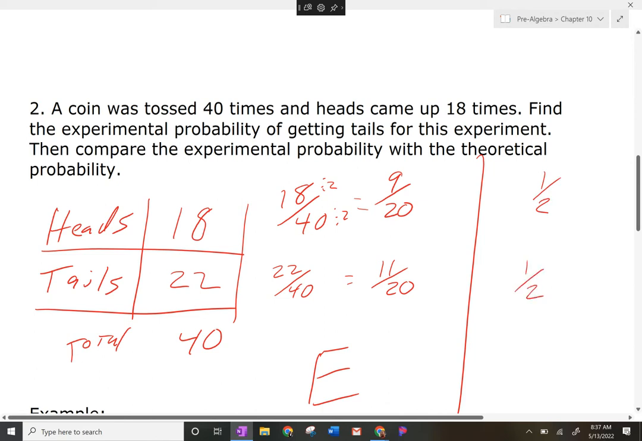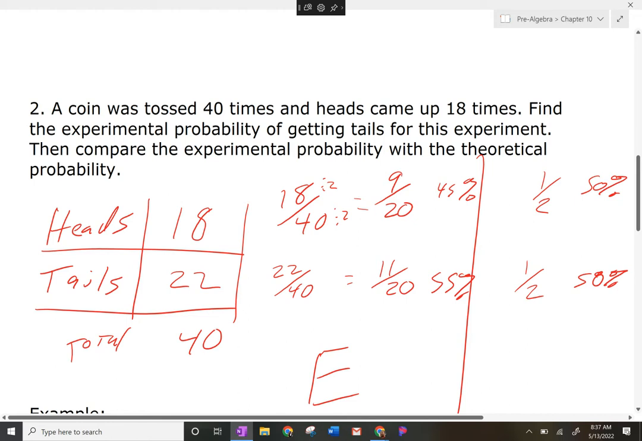I'm just going to change that into a percentage. You got it. 45%. This one will be 50% or 55%. This one over here is going to be 50. And then 50%.